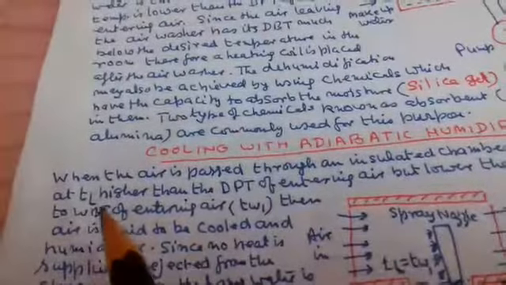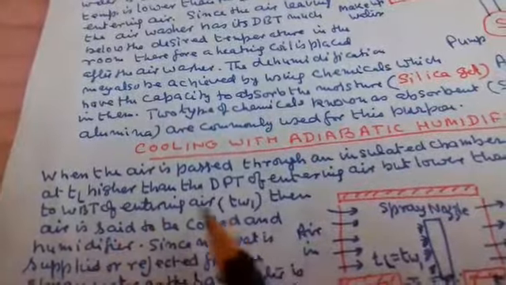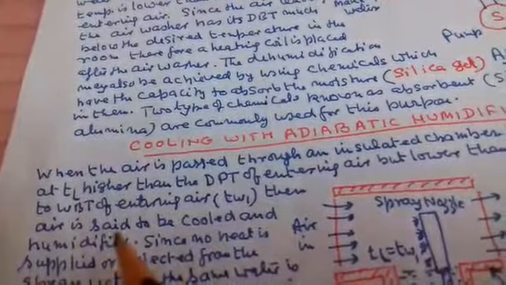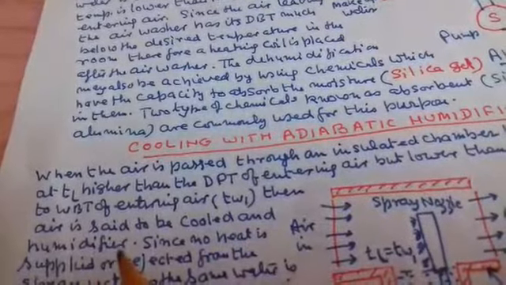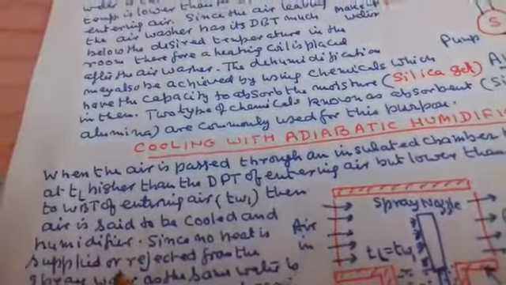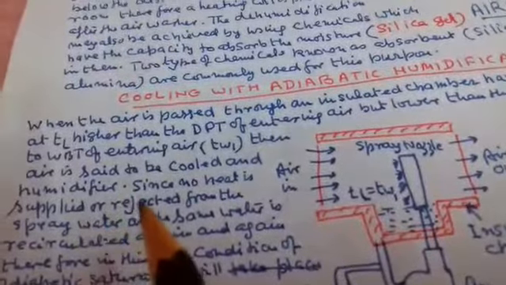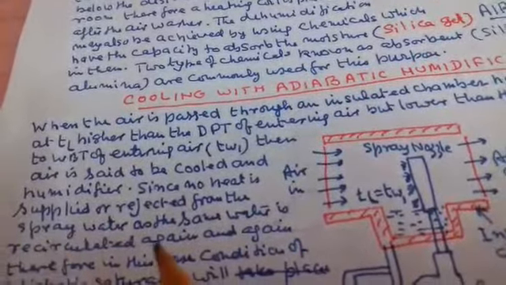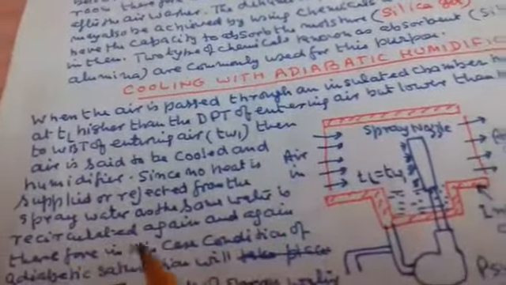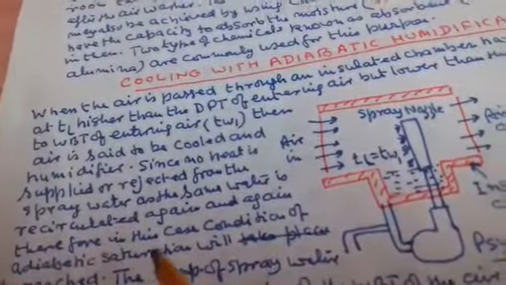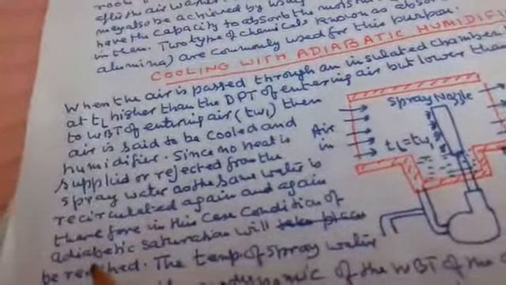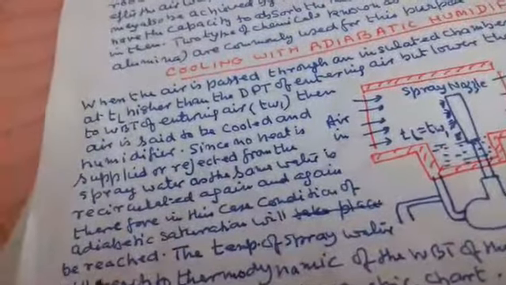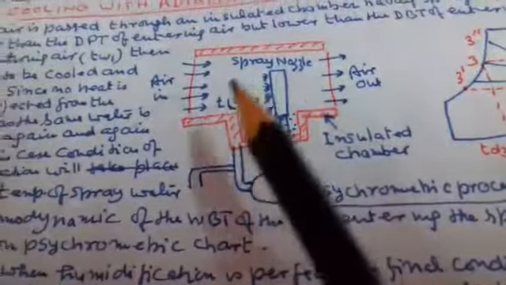Since no heat is supplied or rejected from the spray water, as the same water is recirculated again and again, therefore in this case the condition of adiabatic saturation will be reached. But you see here, that is the psychrometric process, and this is an insulated tank. Water is being sprayed and the same water is being reused here, and the temperature of this water, suppose, is TL, equal to the WBT of the air. Air is entering, air is passing through that, and a spray nozzle is there.